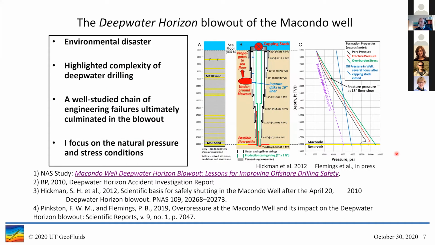In the image on the right, this is a picture of the Macondo well. There's a picture of the stratigraphy shown here with my pointer. There's a very complicated casing program. That complicated casing program was driven by the complicated pore pressure profile shown on the right.